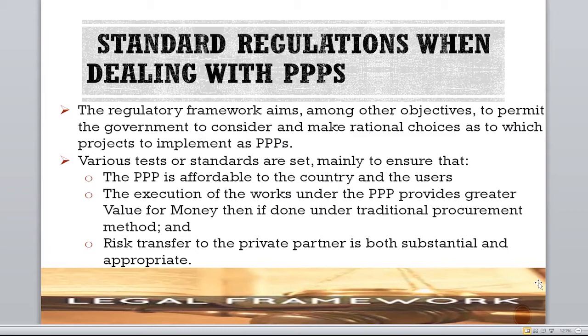So various tests and standards are set mainly to ensure that the PPP is affordable to the country and the users, and that the execution of the work under the PPP provides greater value for money than if done under traditional procurement. And to ensure that risk transfers, because when you are doing a PPP, the project is still for the government. The government has only transferred the risk of delivering the project to the private party. So it's a service rendered by the private party to do that project. The project is the government's. So you want to be sure that all the nuances for adequate risk transfer are done, because if this is not carefully done, it will result in a lot of disputes. And so that's that.